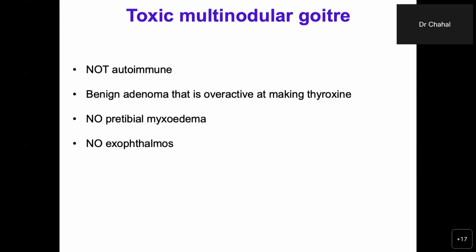Now, the other side of the coin is if patients have a multinodular goitre. This isn't autoimmune, so these patients won't be at risk of pretibial myxoedema or changes in the eyes, which are driven by those TSH receptor antibodies. But the benign adenoma in the goitre is producing more of the thyroid hormone. So these patients still get the same symptoms such as tachycardia, tremor, weight loss, palpitations, but not the eye signs.